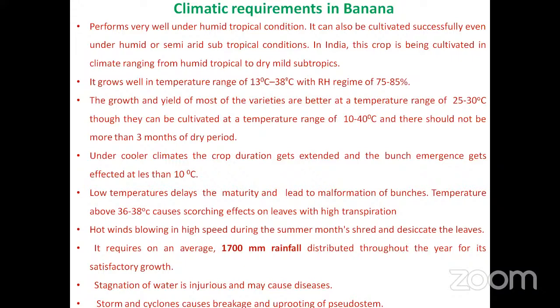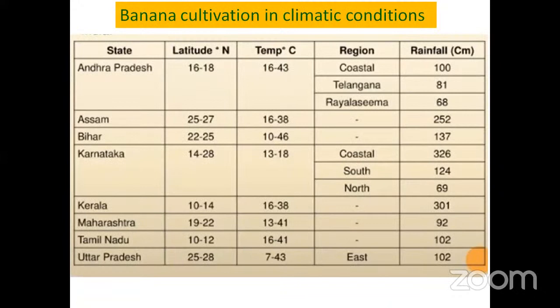And the rainfall required for banana is 1,700 mm, throughout the year. It cannot tolerate a dry period of more than 3 months. Similarly, floods or cyclones or water stagnation may also cause much damage to the banana crop. This is the climatic range of where banana is grown in different agroclimatic regions of the country, where the temperature ranges from 7 degrees to 46 degrees centigrade, whereas the rainfall ranges from 68 centimeters to 326 centimeters.